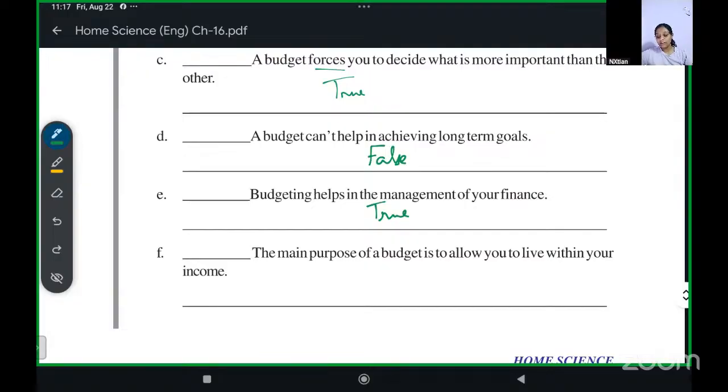The main purpose of a budget is to allow you to live within your income. True. False. It helps us to live within our income, but this is not the major objective. The major objective is making good utilization of your income, enabling you to spend and save also and plan your future needs. That is the main purpose of the budget. You can plan your income, your expenditure, and your savings. That is the main purpose.